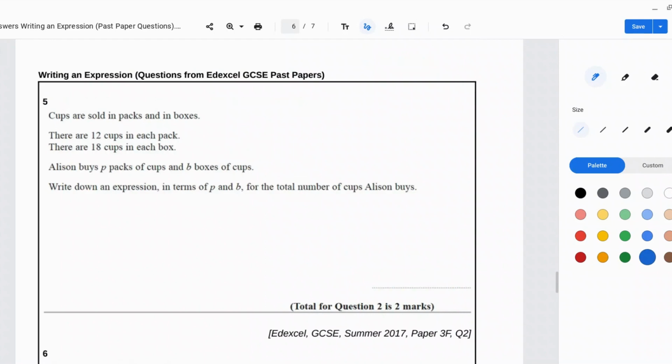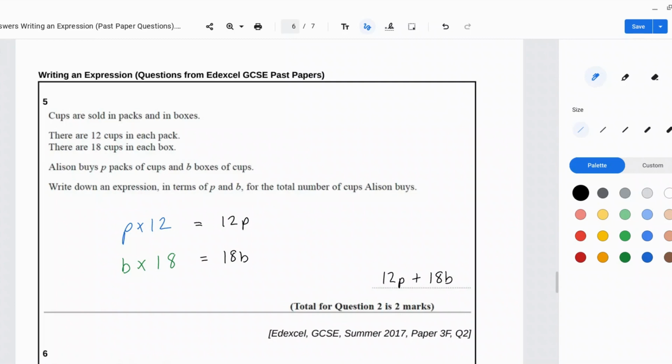Well, if she buys P packs, that's P times 12. And if she buys B boxes, that's B times 18. And these simplify to 12P and to 18B. And the total number of cups will be these added together. So 12P plus 18B. So that's an expression in terms of P and B for the total number of cups that Alison buys.